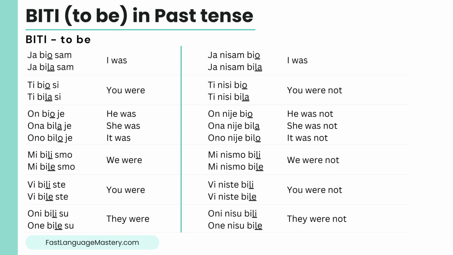Ti bio si, you were. Ti bila si, you were, or ti si bila, ti si bio. On bio je, on je bio. Ona bila je, ono bilo je. He was, she was, it was.